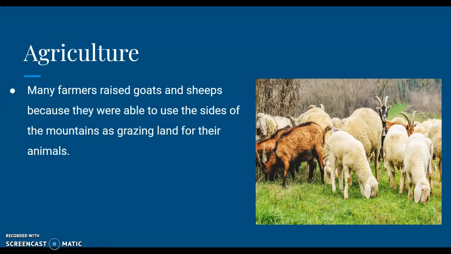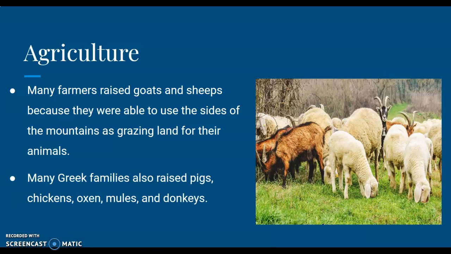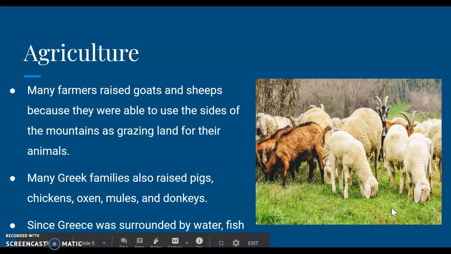Many farmers raised goats and sheep because they were able to use the sides of the mountains as grazing land for their animals. If you remember looking at the map before this slide, most of what is Greece was mostly grazing land. Many Greek families also raised pigs, chickens, oxen, mules, and donkeys. Since Greece was surrounded by water, fish was also a very valuable source to their diets.